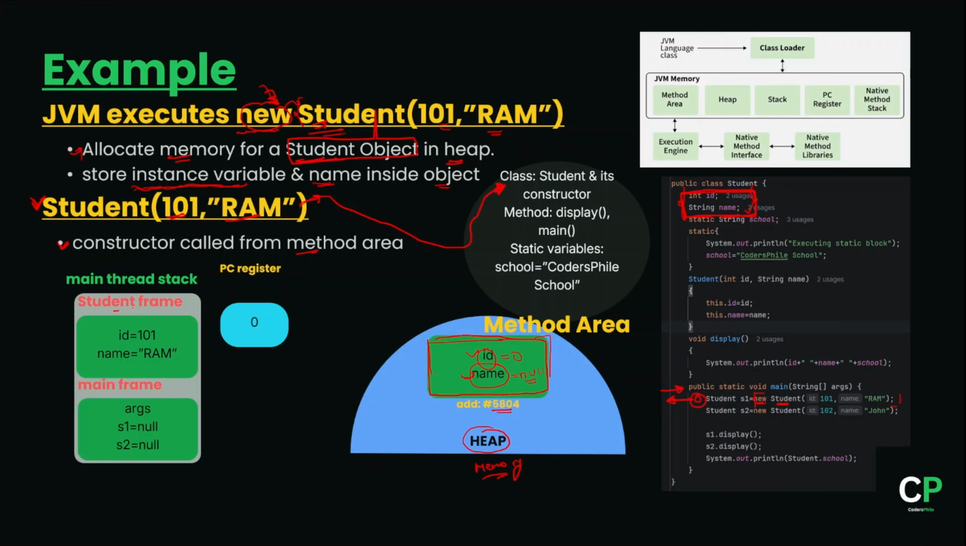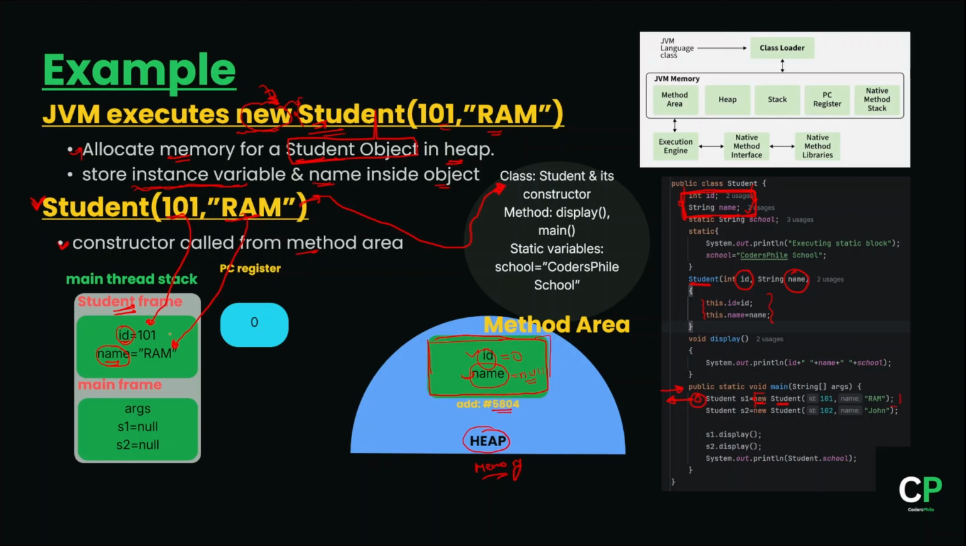And what will this Student frame contain? As we have known, the stack frame contains the arguments and the local variables. So in the constructor of Student, what are the arguments? id and name are the arguments. Is there any local variable? No, here there is no local variable. So this Student frame will only contain id and name. And what will it contain? It will contain the values that are passed into it, that is 101, and in name it will contain Ram.